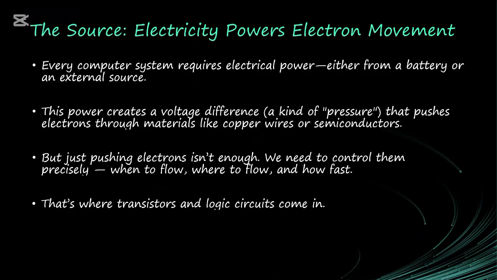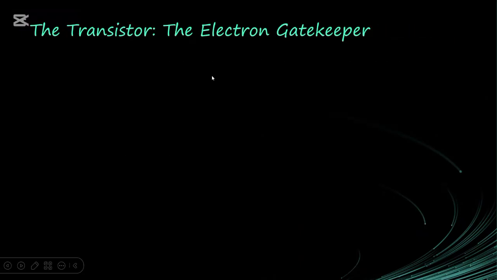But the movement or pushing of electrons is not enough. We need to control these electrons. And how do we control these electrons? We use transistors. All right, so this is where we get to transistors. Transistors are the smallest unit of a computer system. Then, when we put transistors together, we get logic circuits. Do you understand? So that is how we get here. So now let's talk about transistors, okay?